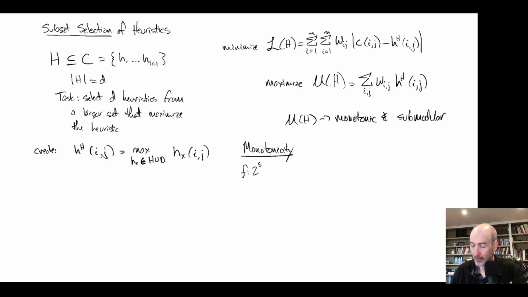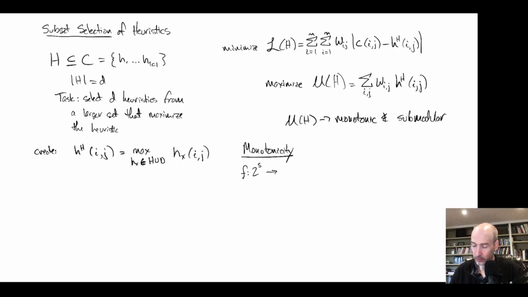2 to the s, this is the power set. This is all combinations of elements that are within s. If you think about these as bits, where there's 2 to the s bits, and every bit says whether or not one item is in the set or not, it's going to map one of those sets to a real value.